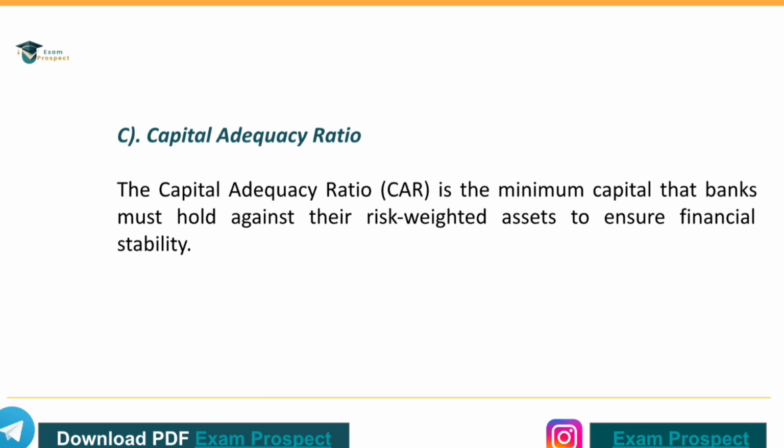Capital adequacy ratio is a crucial measure that ensures banks have sufficient capital to absorb potential losses from loan defaults or other financial risks. And the higher the risk weight of an asset, the more capital a bank needs to hold against it. And this helps to maintain the stability of the banking system and protects depositors' money.